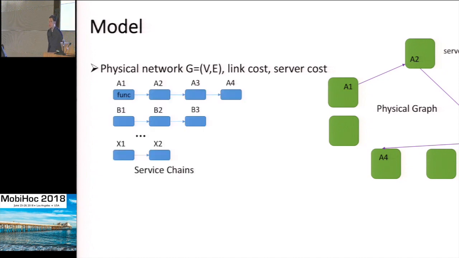And we also have a set of service chains. So in here, an example is that I have 3 service chains. The first one basically has 4 functions, A1, A2, A3, and A4. The second one, B1, B2, B3, has 3 functions, and so on and so forth.